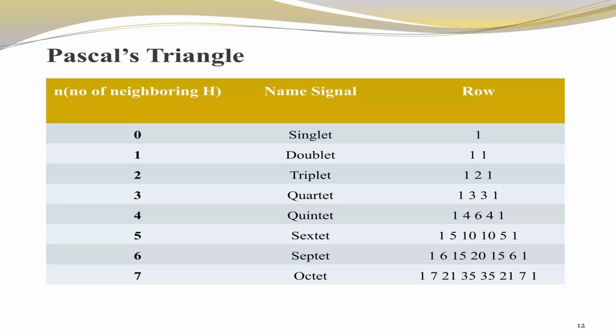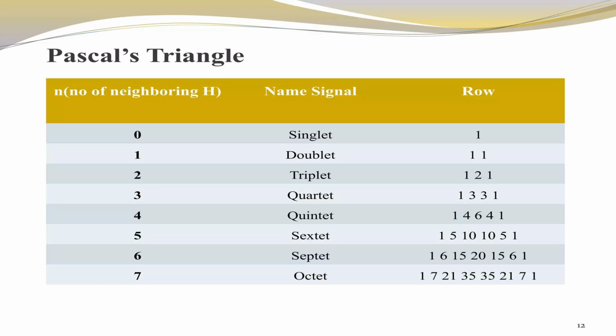So if the number of neighboring edges is 0, then the signal is known as a singlet, and the representation is a row showing 1. If the number of neighboring edges is 1, then it is known as a doublet, and the representation is shown as a Pascal triangle: 1 1.